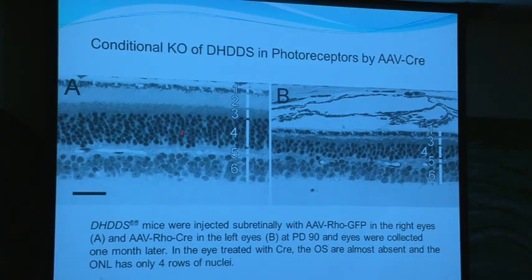This is basically the right eye, the normal control. On the right, the one that's injected with Cre, you have really decreased photoreceptors here. This is the normal. And also the outer nuclear layer is really thin. So basically, the animal model shows retinal degeneration.